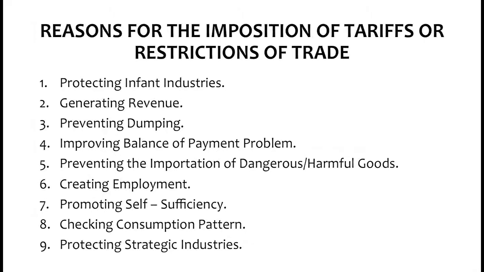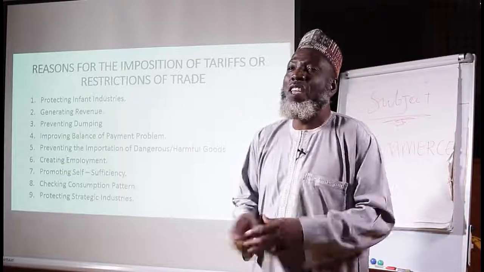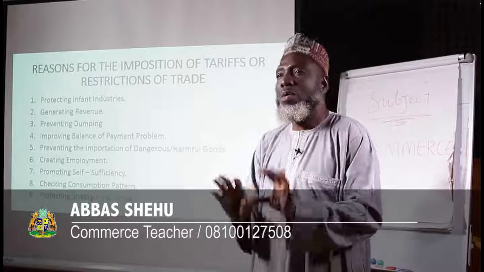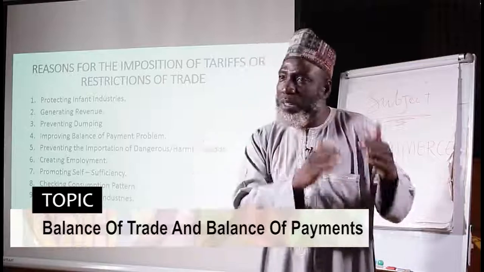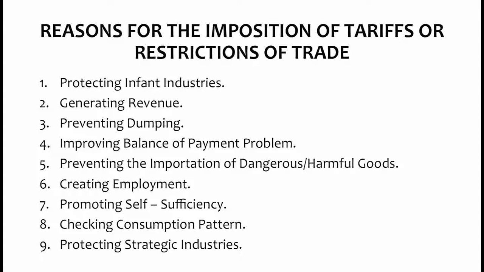Then we have number 8, checking consumption pattern. You have to check what your people are consuming. It is not everything that can be consumed. That's why we talk about even harmful or dangerous goods. You have to check not only on their consumption pattern in terms of dangerous goods, but what are they consuming? Number 9, the last one, protecting strategic industries. There are industries that are very, very strategic. So these industries also need to be protected.